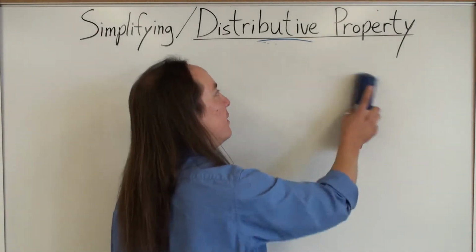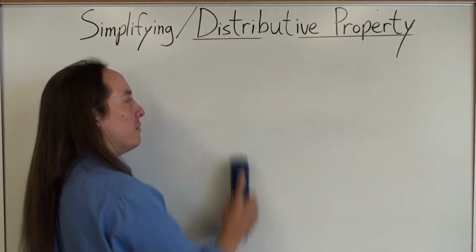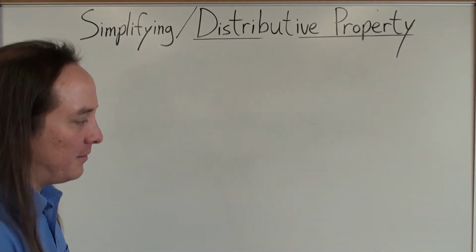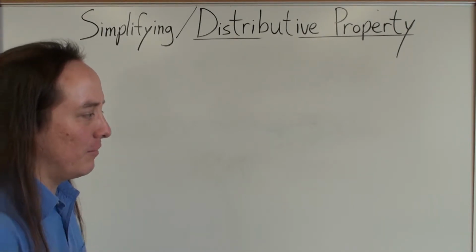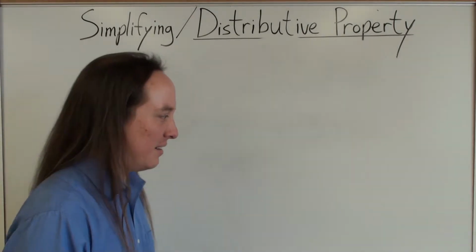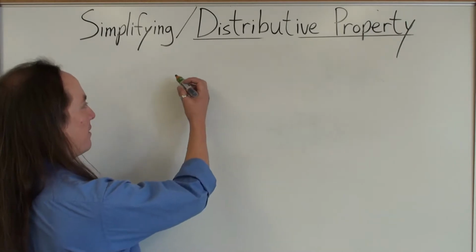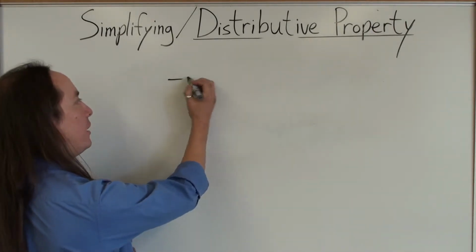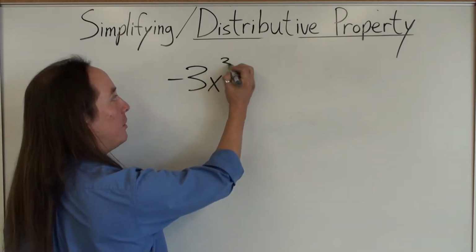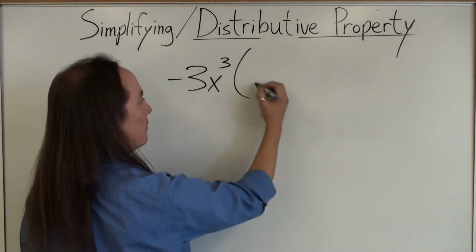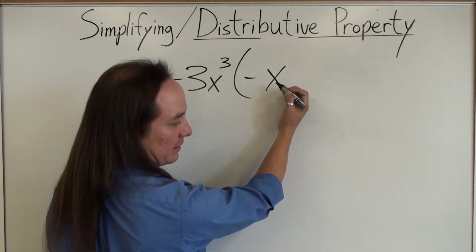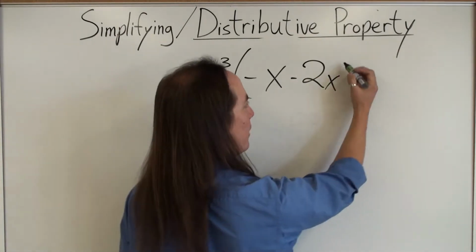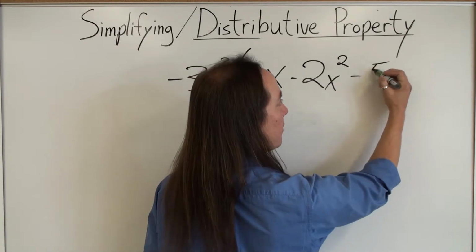Come on now. It's not difficult, but it does take a little bit of practice to get used to the different kinds of examples that might be thrown at us. So let's put that one in black again. Let's do minus 3x cubed times the quantity of minus x minus 2x squared minus 5.